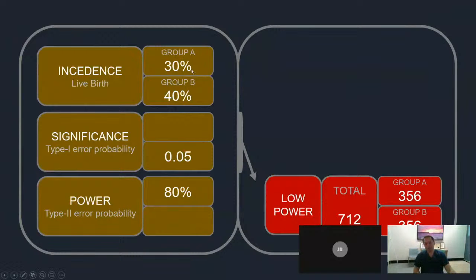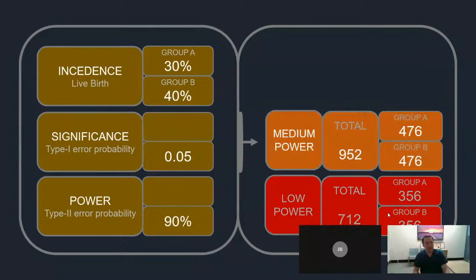So we made this assumption, we increased 30 to 40%. If you set the power to 80%, which is bare minimum, and significance level to 0.05, then we need 712 patients in total, 356 on each arm. This is the bare minimum we can get away with. Then we decided, okay, no, actually we will increase the power to 90% and keep the significance level at 0.05. Then we need 952 patients in total.